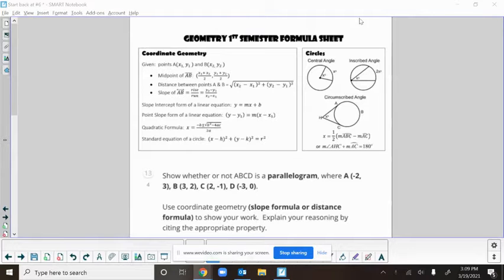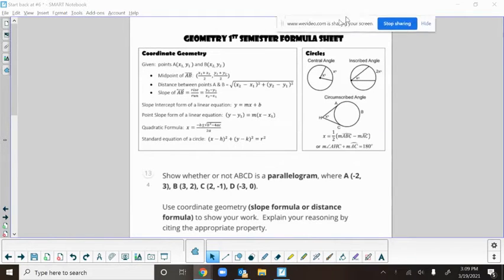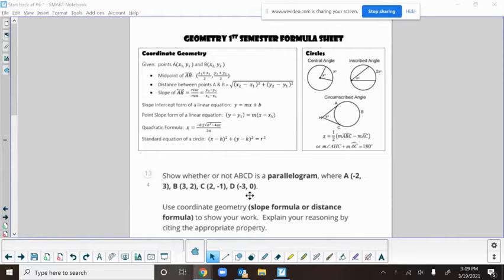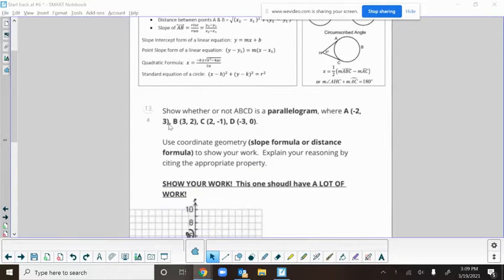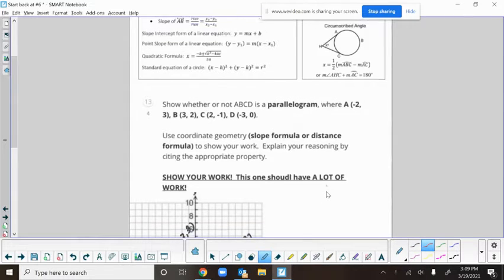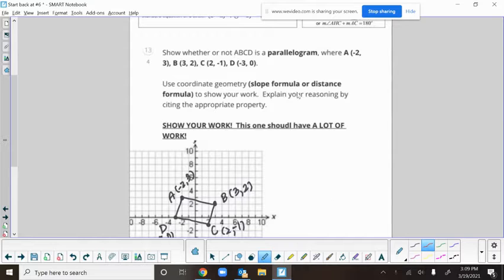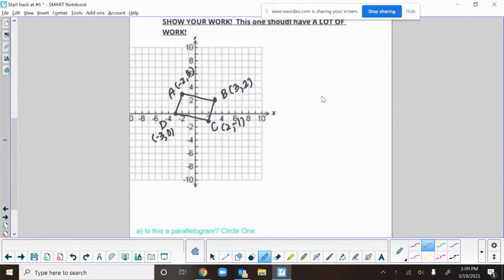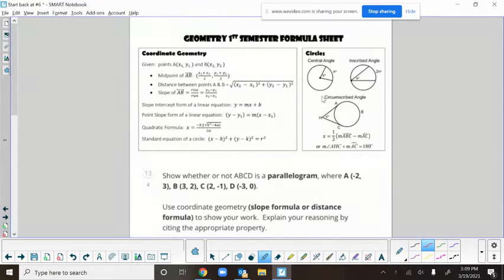All right, so this problem is an essential standard where it's asking you to show whether or not this figure is a parallelogram. Now, remember, when it says show if it's a parallelogram, you can't just say, oh yeah, slopes, or oh yeah, stuff is congruent. You really have to show it by either using slope formula or distance formula, whichever one you feel that you're best at. I am going to go ahead and show you using slope formula because personally, I think it's a little bit easier for me to do.